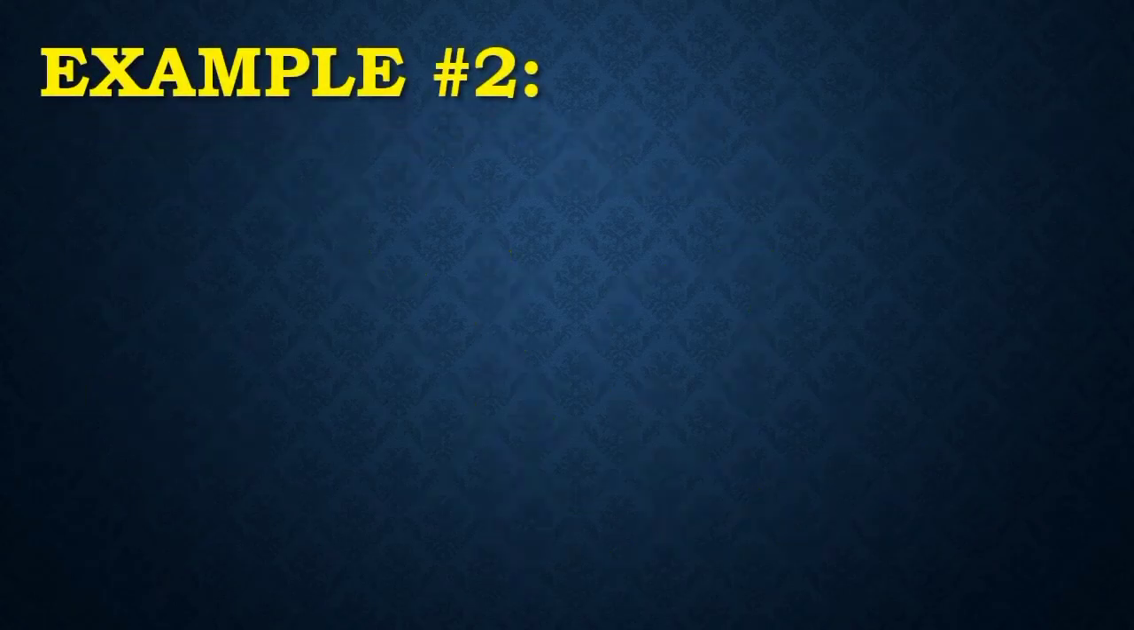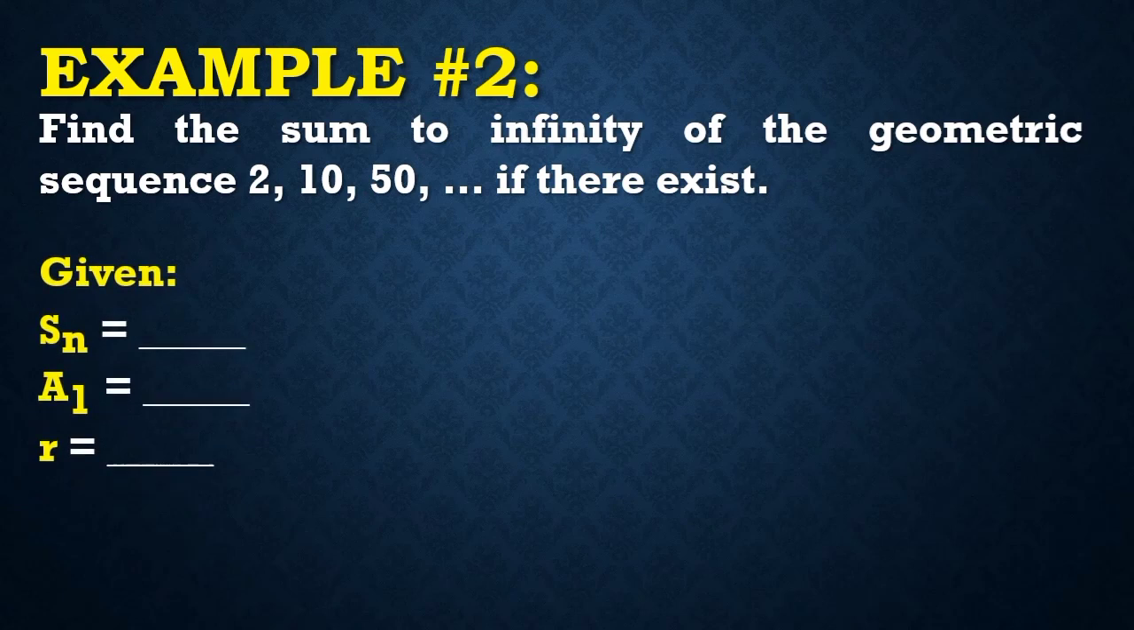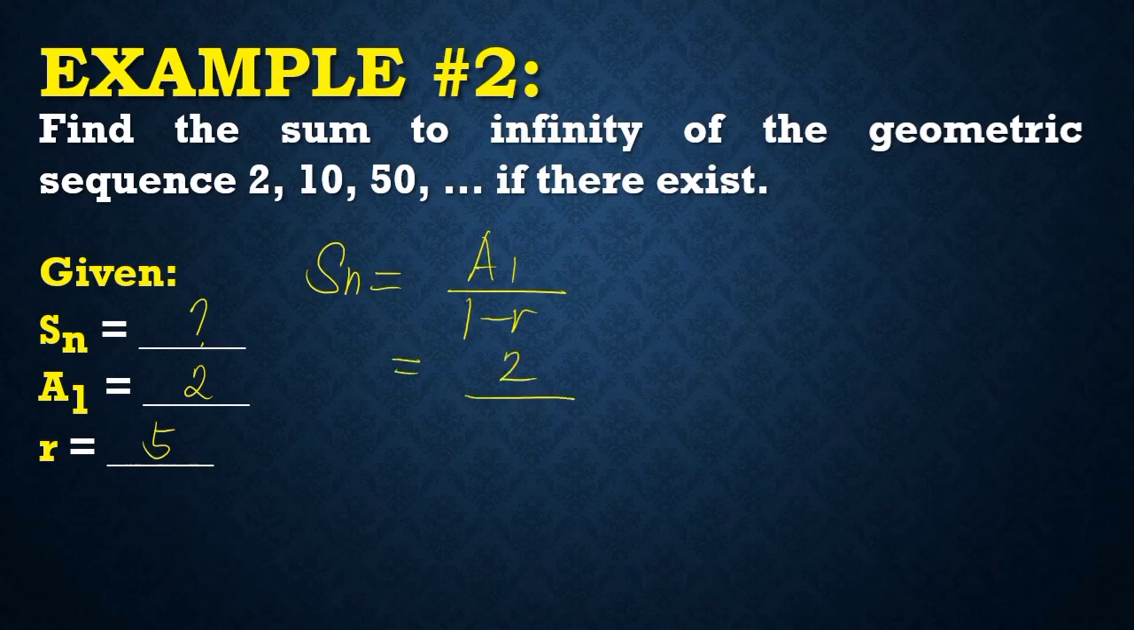For example, number 2 naman, find the sum to infinity of the geometric sequence 2, 10, 50 if there exists. So, our given, S sub n is the unknown, a sub 1, the first term, that is 2, and then our common ratio is 5. Okay, so applying the formula, a sub 1, that is 2, over 1 minus r, the common ratio is 5, so 1 minus 5, that is negative 4.